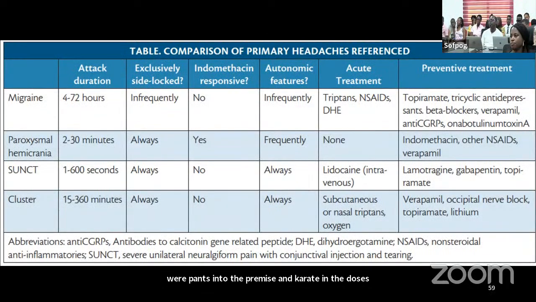Right, so this is a table just summarizing the differences between the different primary headache syndromes, okay? You can take your time to go through them.